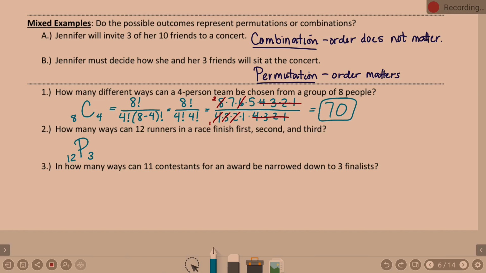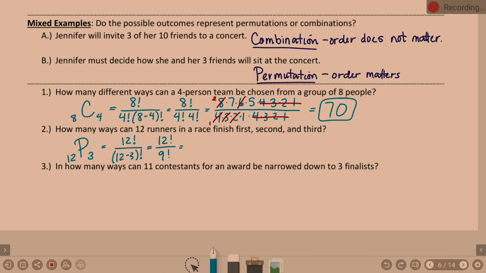Okay, now let's see what you guys remember. What goes on top? 12 factorial. It's always n factorial on top. What goes on bottom? 12 minus 3 factorial. And it is just the 12 minus 3 here. So 12 factorial over 9 factorial.